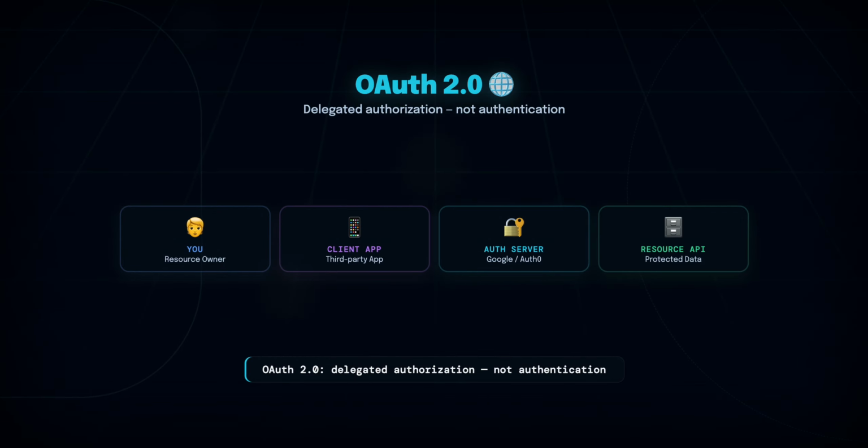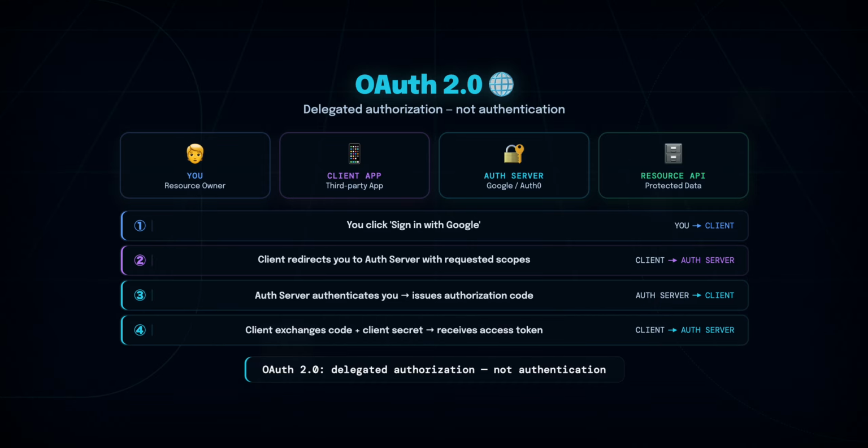OAuth 2.0, defined in RFC 6749, is not an authentication protocol. It is an authorization framework. It solves a specific, well-defined problem. How do you let a third-party application access your data on another service without ever giving that third party your password? The canonical example, you want a task management tool to read your Google Calendar events. OAuth 2.0 lets Google grant that tool limited, scoped access to your calendar, and you can revoke that grant at any time without the tool ever seeing your Google password.